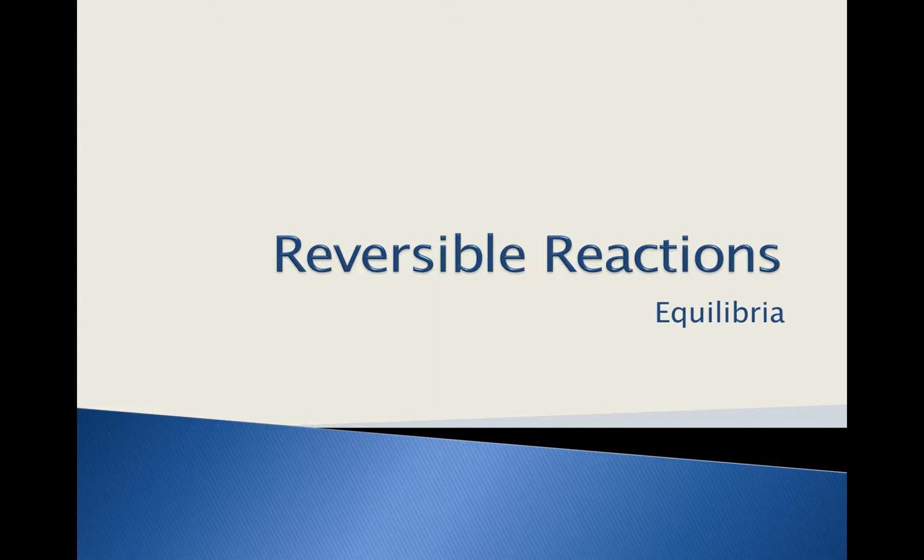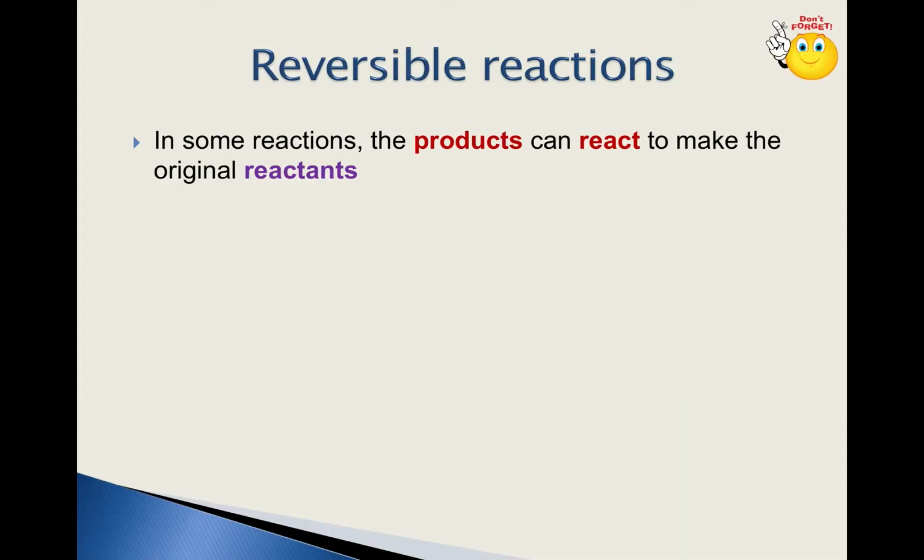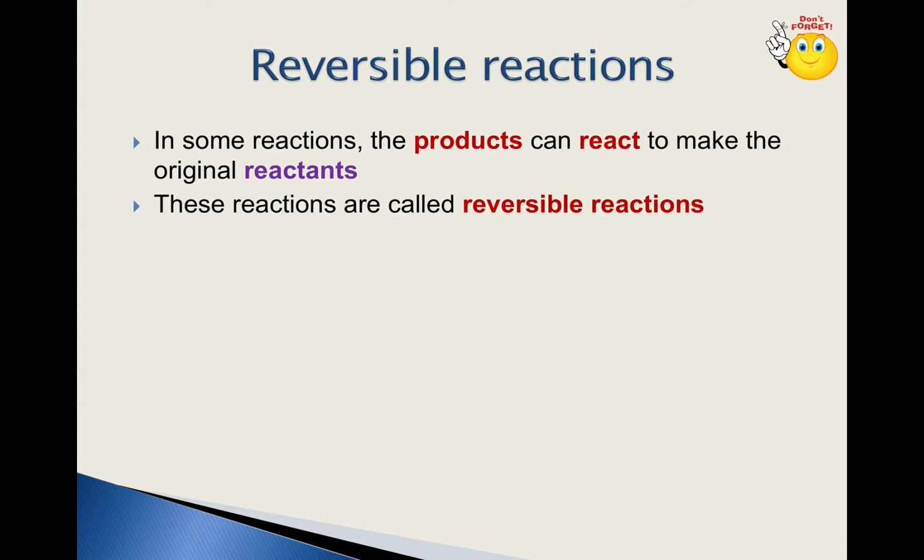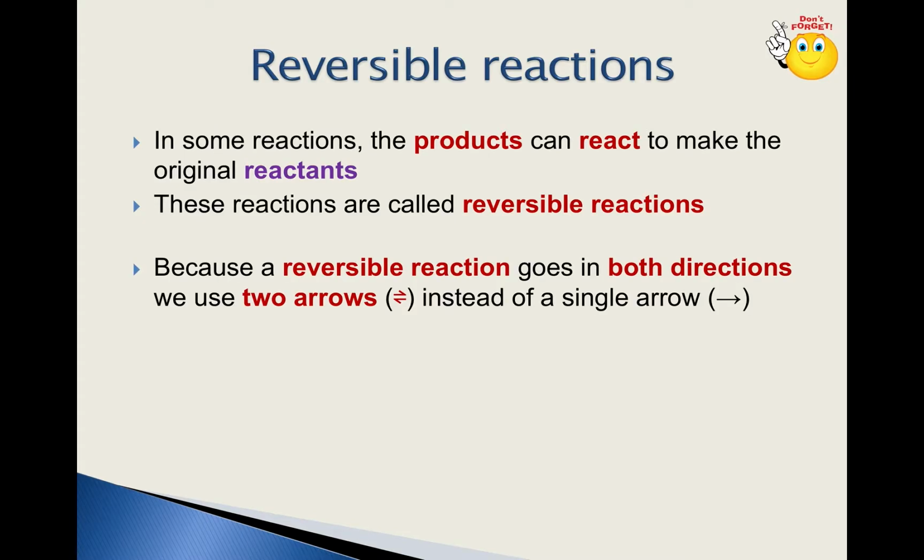This is AS Chemistry Chapter 6, Lesson 1 on reversible reactions. So let's start by talking about what a reversible reaction is. In some reactions, the products can react to make the original reactants. And these reactions are called reversible reactions.